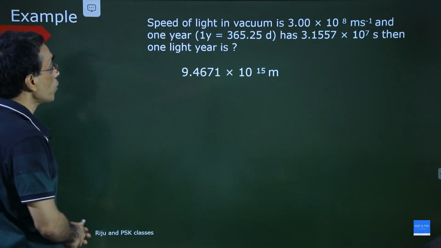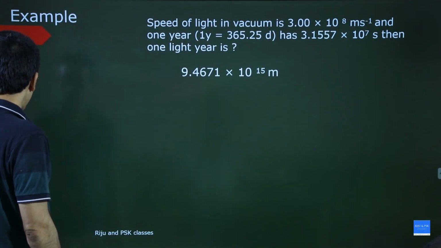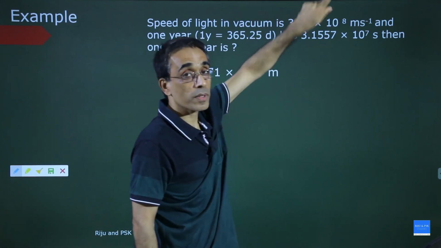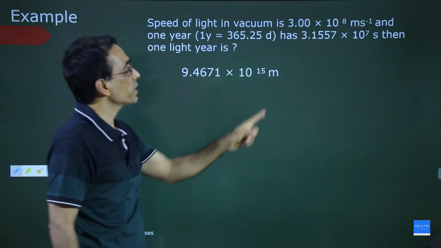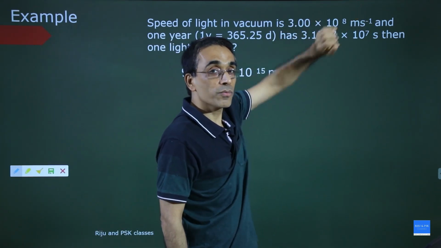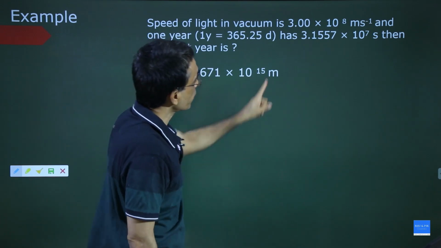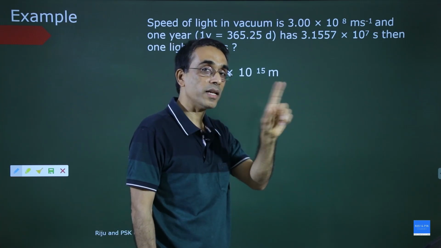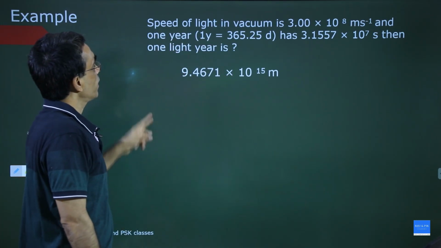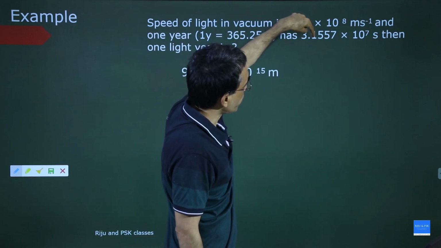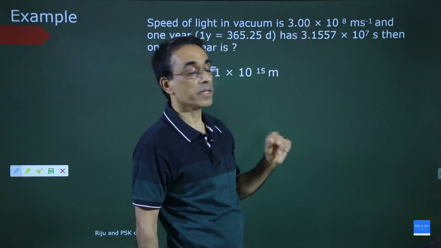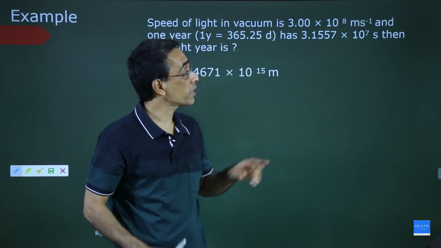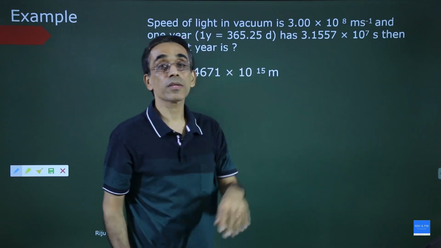This question: speed of light in vacuum. Speed of light in vacuum is given as 3.00 into 10 to the power 8. Scientific notation. I told you today this exponential part should not be considered for counting significant places. Therefore, this has got only 3 significant places, because this is a number with a decimal point. The trailing zeros are significant. 1 year is given in seconds, 3.1557 into 10 raised to 7. Again, the exponential part should not be considered, and this is a number with a decimal point, and it has got 3 plus 2, 5 significant places.